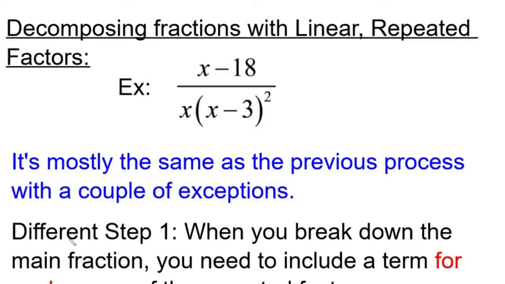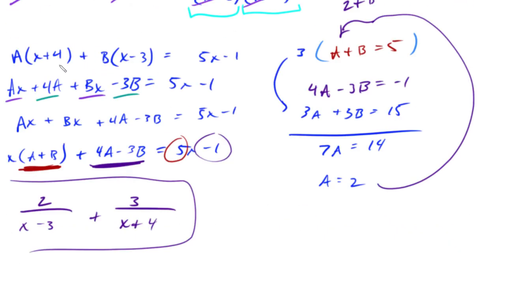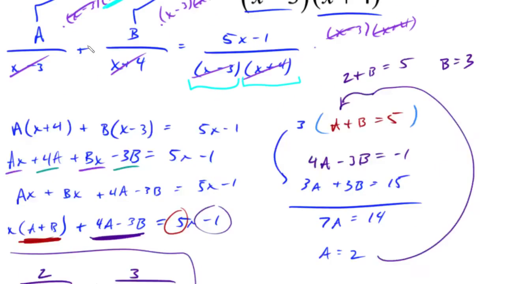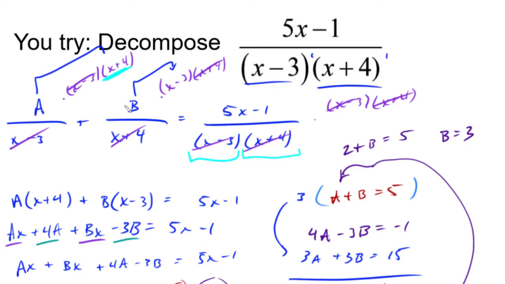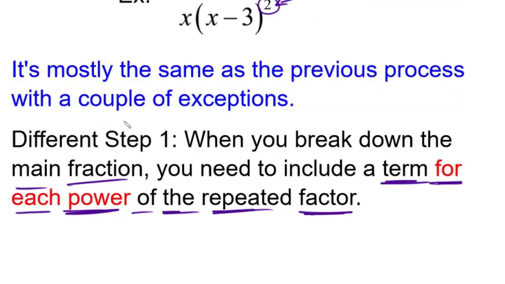Decomposing fractions with linear repeated factors. Now, this is almost identical to the stuff above, but there's one extra step. When you have a repeated factor, when you break down the main fraction, you need to include a term for each power of the repeated factor. You will need a separate partial fraction for each power of the repeated factor.